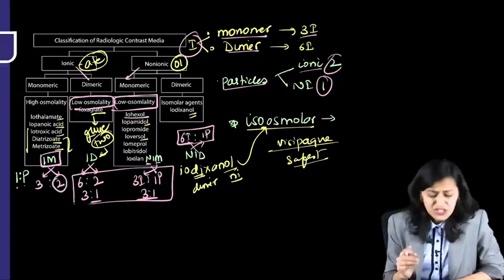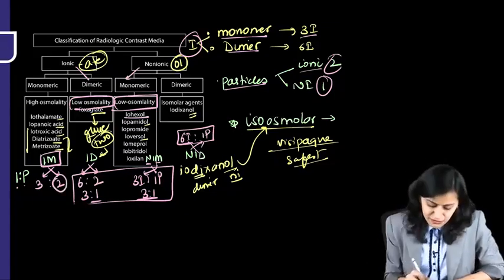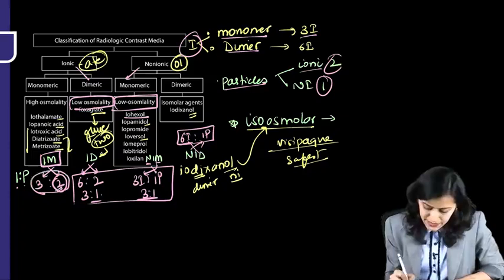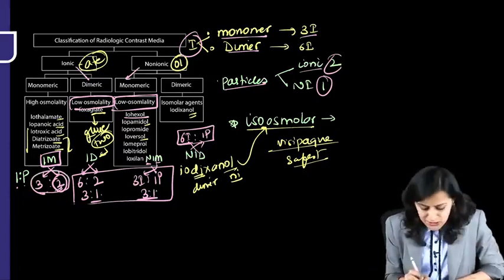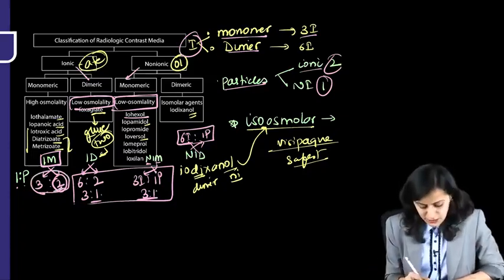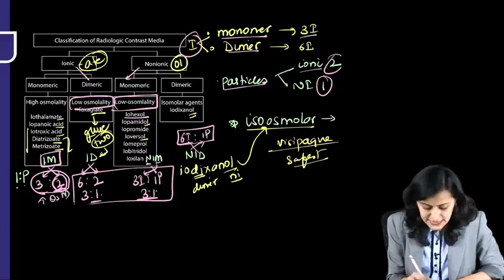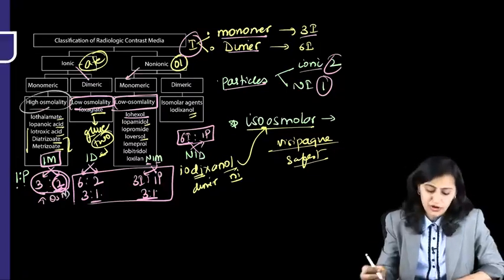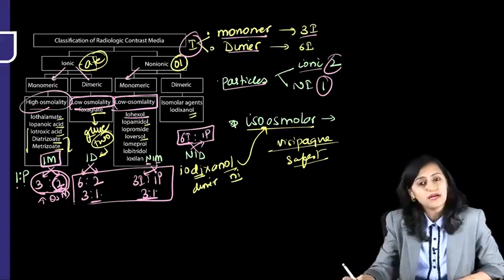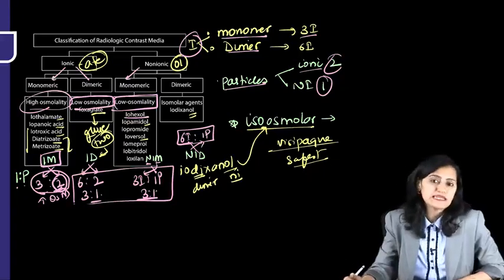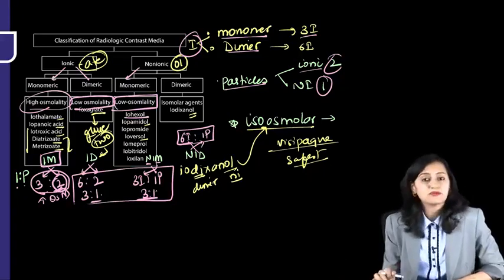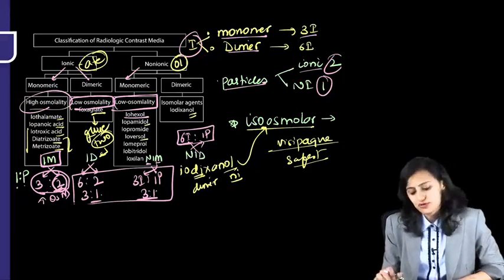Ionic monomer gives 2 particles. Effectively, you see that this is the group which is giving 2 particles, the rest are giving 1 particle. So this is the one giving 2 particles which has high osmolality. So these are the high osmolar contrast media, that is ionic monomer, and we do not prefer using them now, right? So that is about the classification of iodinated contrast media.